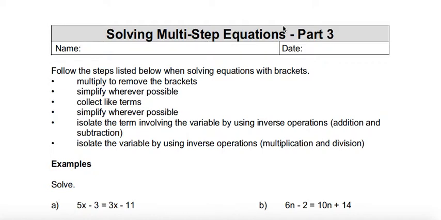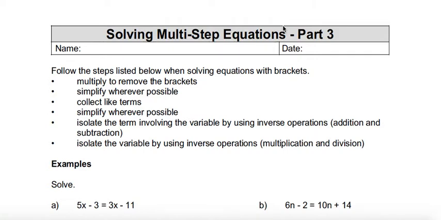We want to simplify wherever possible. We want to collect like terms, and this is where we might have an extra step because we have variables on both sides of the equation. And then we want to simplify wherever possible to make our equations easier to solve.